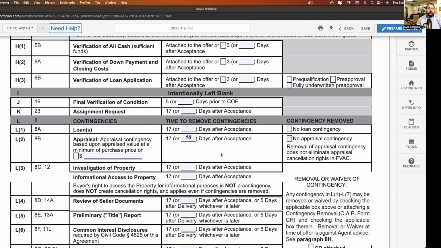Okay. And so again, I know this is about writing the offer, but listing agents, start getting in your head that you've got to leave this appraisal contingency in and address it in the same ways as I would as a buyer, right? Shortening time periods, changing the amount of the appraised value.